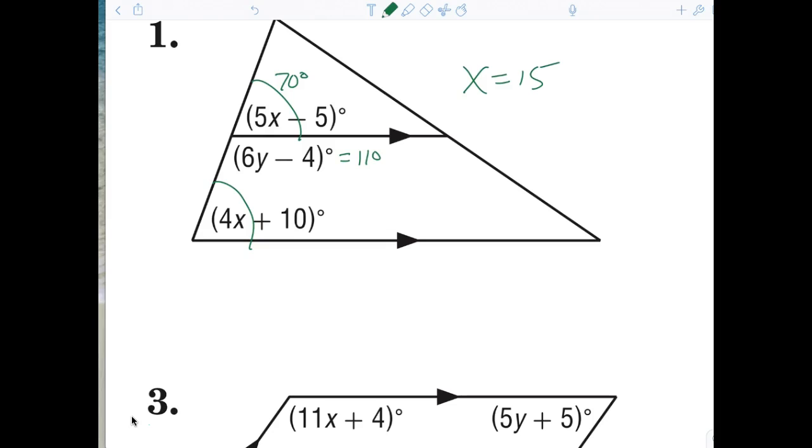Right. So then you add 4, right? Yeah. And so y is equal to? Because you can just add 4 and divide by 6. And what did you get? Y equals 19. Yes, ma'am. Are those two angles supplementary? Yes. This is a linear pair, remember? All right.